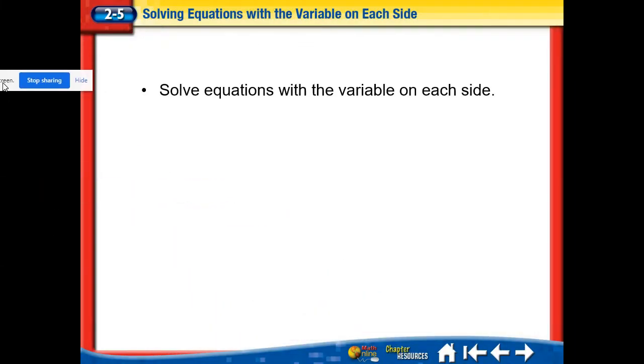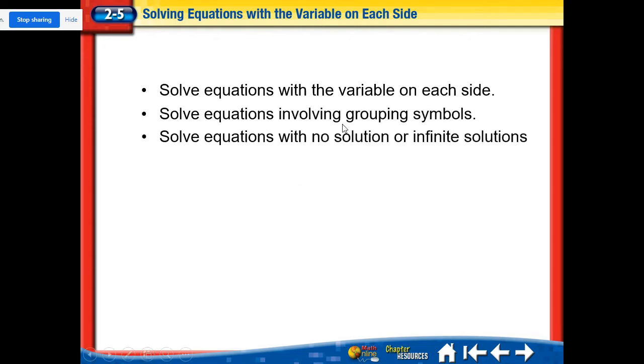All right, moving on, we are now going to do something with 3 or 4 steps. We're going to solve equations with variables on both sides. And then we're going to solve equations with grouping symbols, which will add an additional step. And then we're going to solve equations with no solution or infinite solutions. Just because of these type of problems, sometimes these are possibilities. So we need to go over those different types.